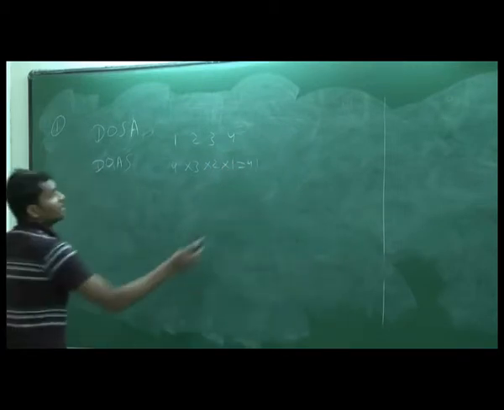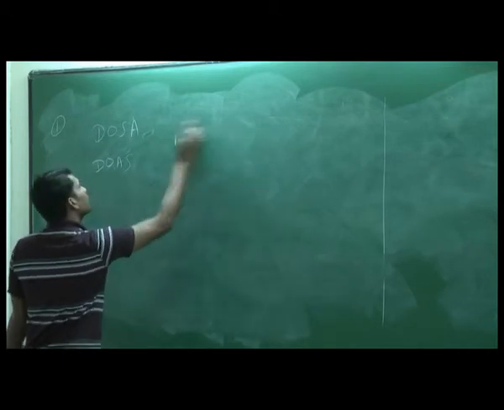Now, if we have to make 3 letter words, how many ways can we do it? Out of the alphabets of DOSA, we have to take 3 alphabets. 24. How do you do it? 4 into 3 into 2. 24 three-letter words.